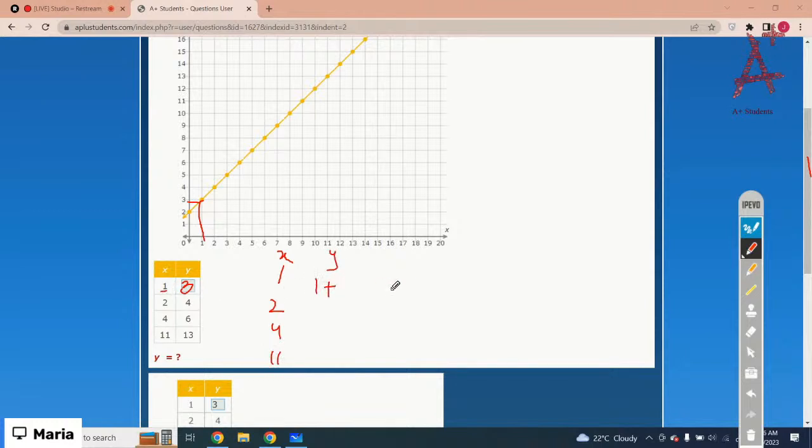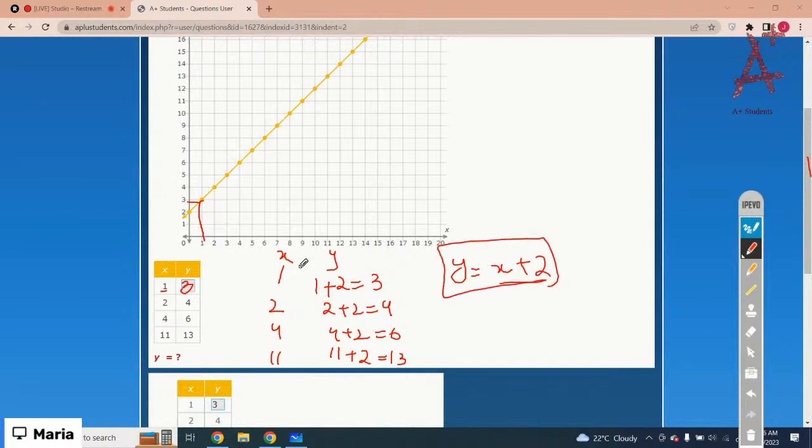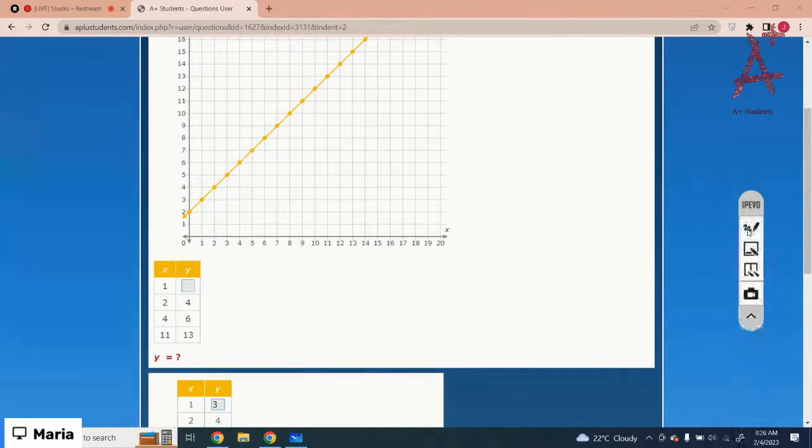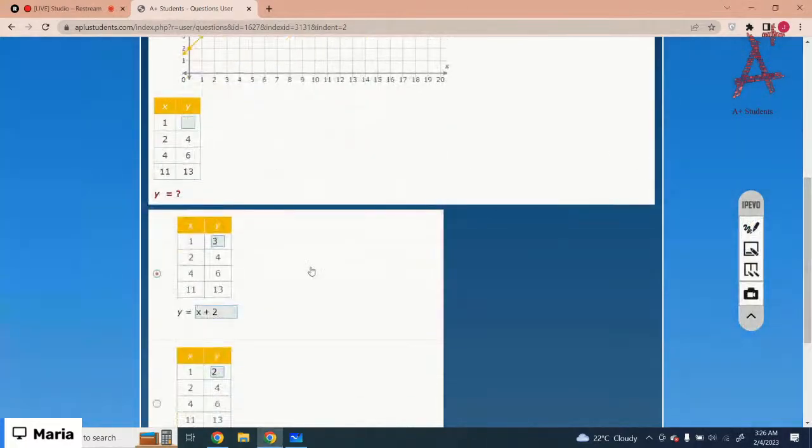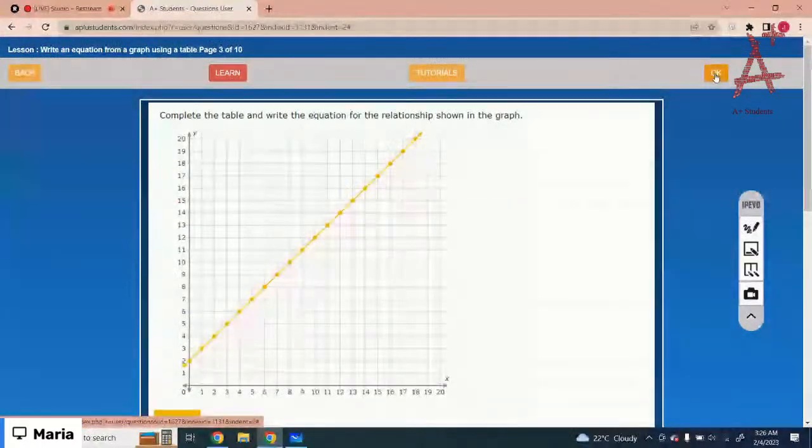1 plus what number makes 3? 1 plus 2 makes 3. Then 2 plus 2 makes 4. Then 4 plus 2 makes 6. Then 11 plus 2 makes 13. Got it? That means for each value of y you have to add 2 to x value. Got it? So it would be y equals x plus 2. Got it? So y equals x plus 2 is the correct option. Here you have y equals x plus 2. Got it? Just select the correct option and then click on the OK button.